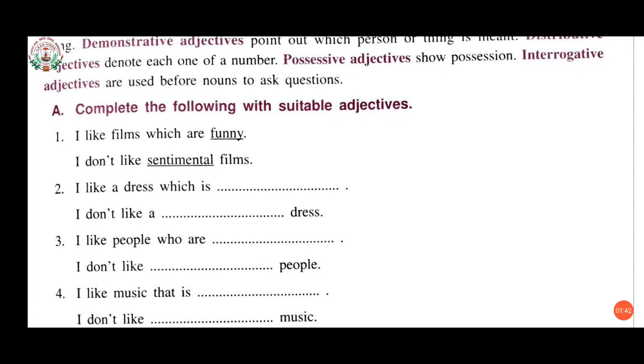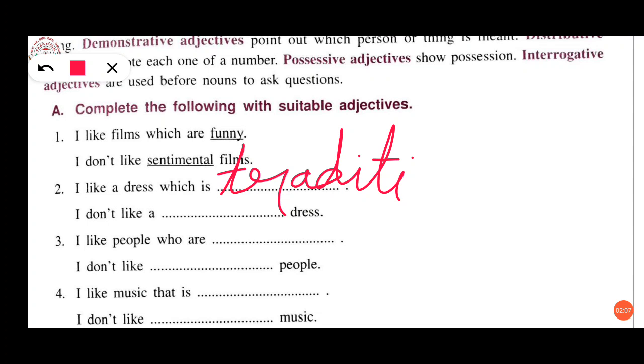Likewise, the second one is given. I like a dress which... you have to mention which kind of dress you like. As you know that adjectives are describing words, so we have to describe which kind of dress you like. So you can write: I like a dress which is traditional. And next, I don't like a heavy dress. You can write here, I don't like a heavy dress.